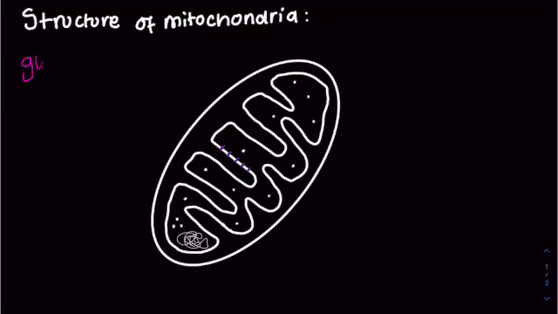So, glycolysis does not take place within the mitochondria, it takes place in the cytoplasm, whereas the other three, so Link reaction, Krebs cycle, and oxidative phosphorylation, they occur within the mitochondria. So glycolysis occurs in the cytoplasm.